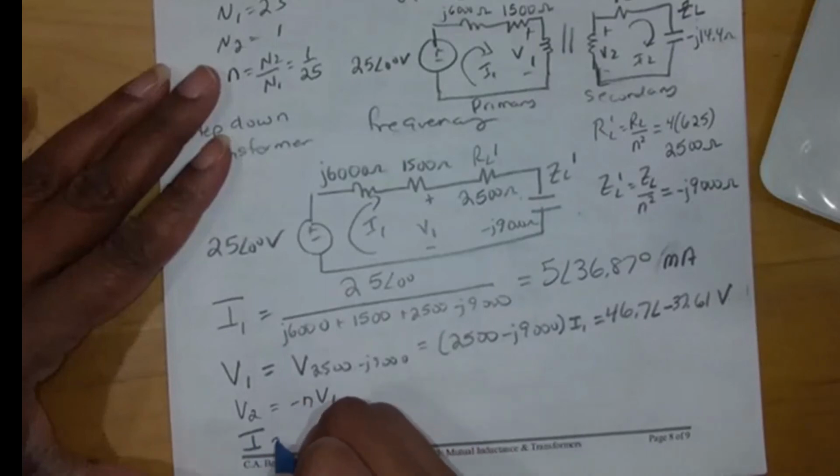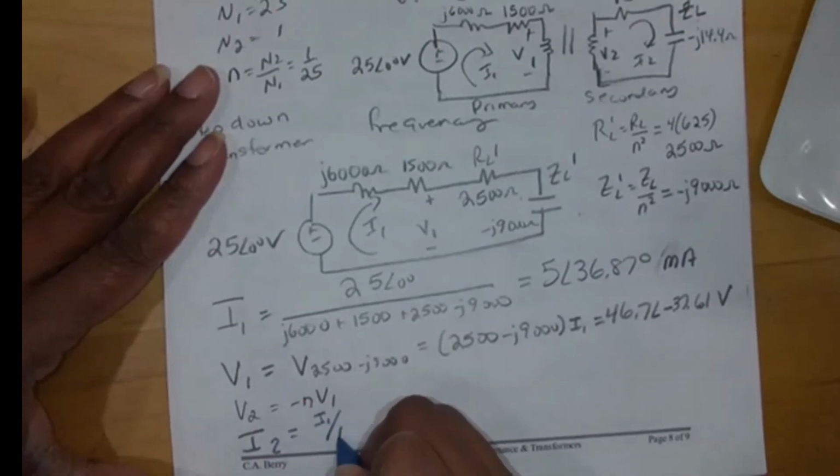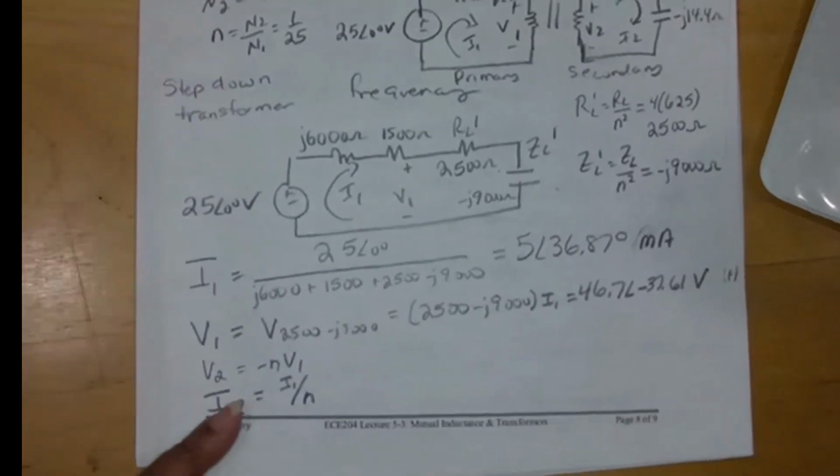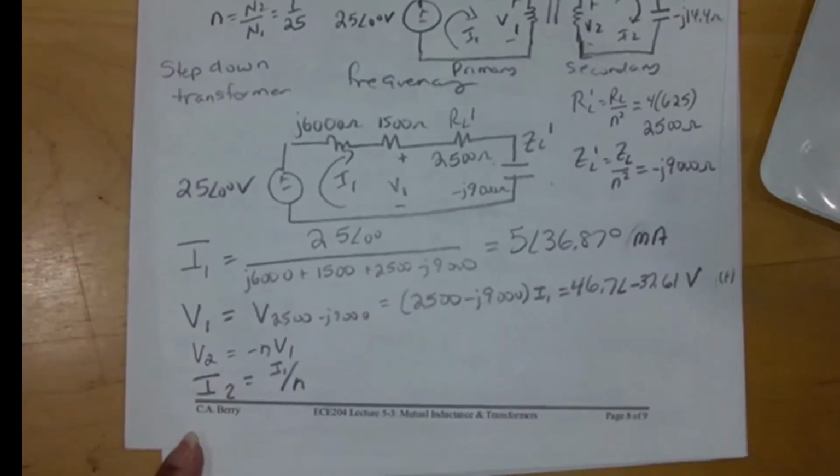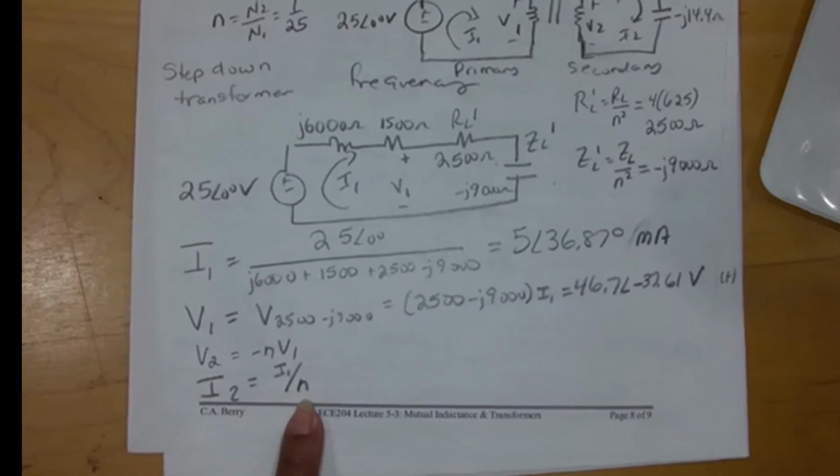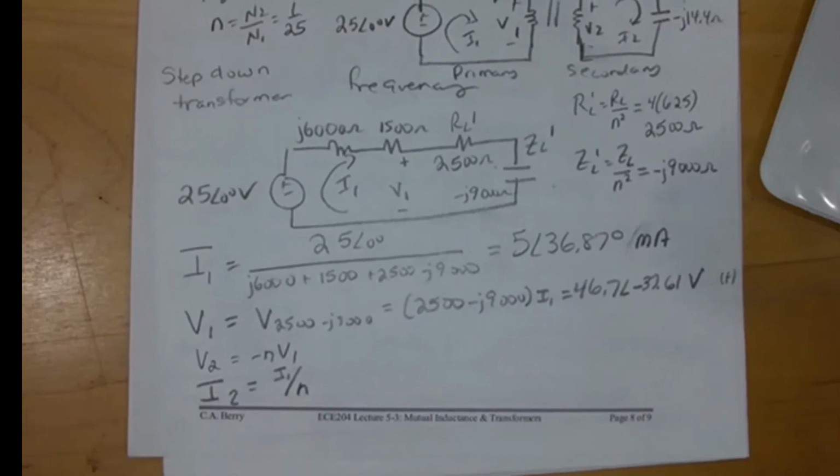Okay. So I am about to pass out your exam sheet. I want you guys to find V2 and I2 using the formulas. V2 is negative N V1, and I2 is negative I1 over N.